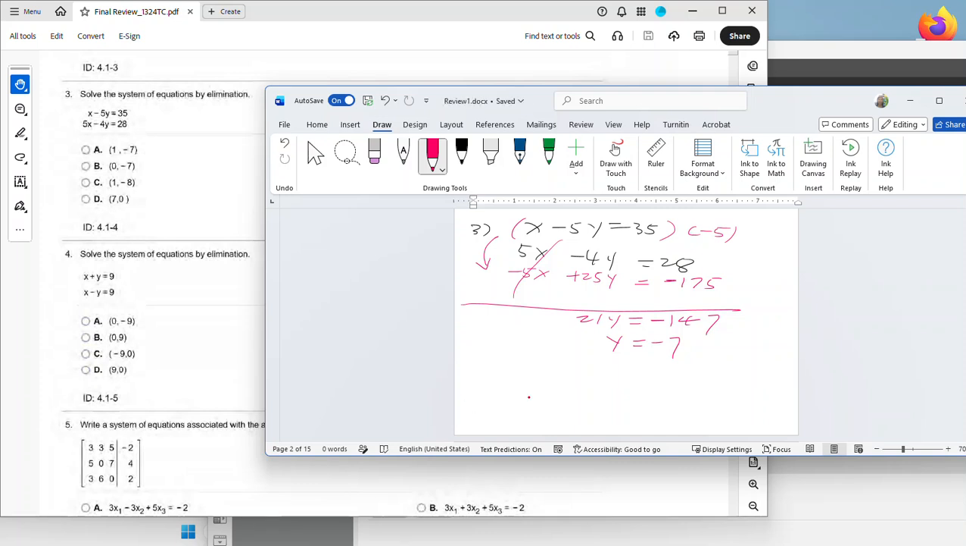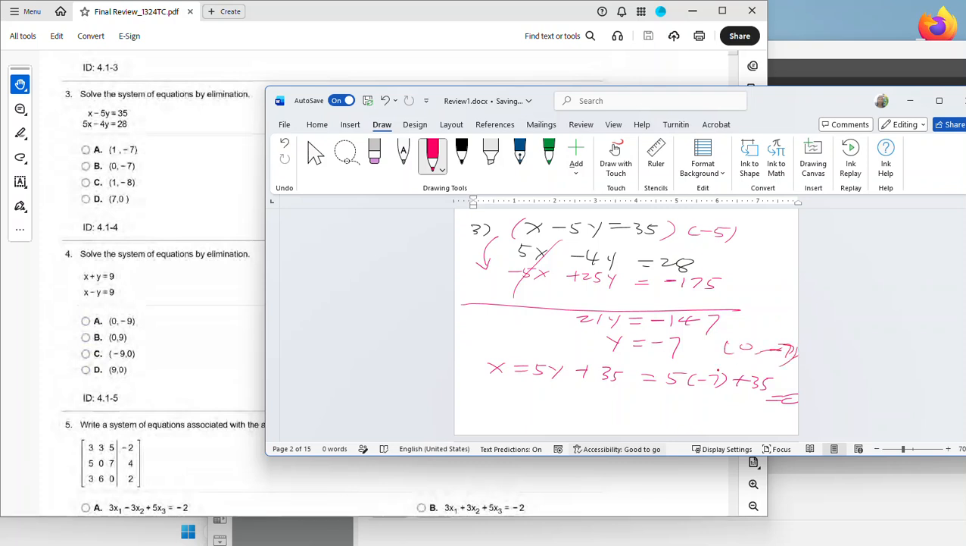All right, and how do I solve for x? The same thing, my x will be 5y plus 35. So plug y equal to negative 7 in. All right, so your x will be 0. So you have 0 and negative 7.